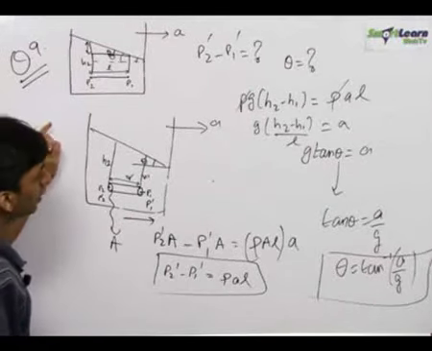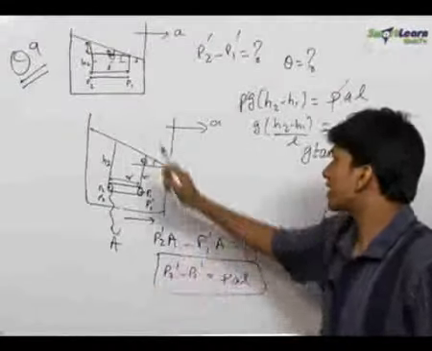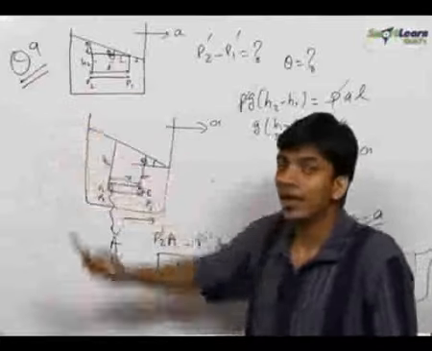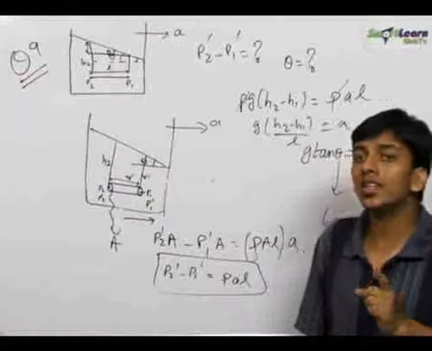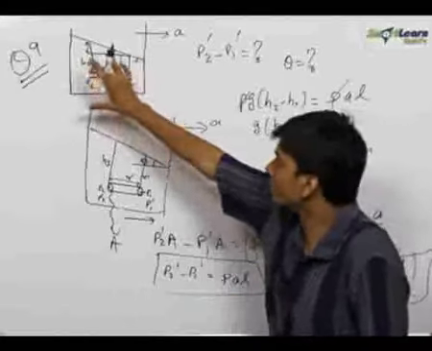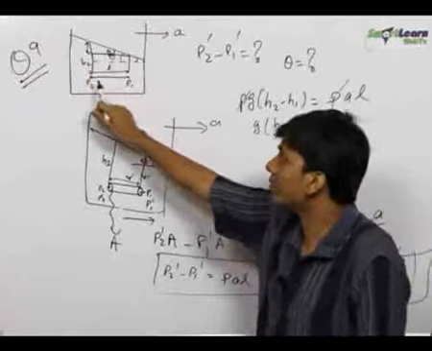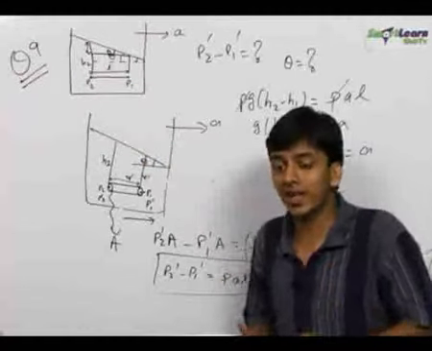From this question you should learn many things. The first thing being that the pressure at the same horizontal level is not always the same. It is only the same when the acceleration in the horizontal direction is 0. Since in this question this body of water had an acceleration in the horizontal direction, therefore the pressure at the same horizontal level will not be the same.